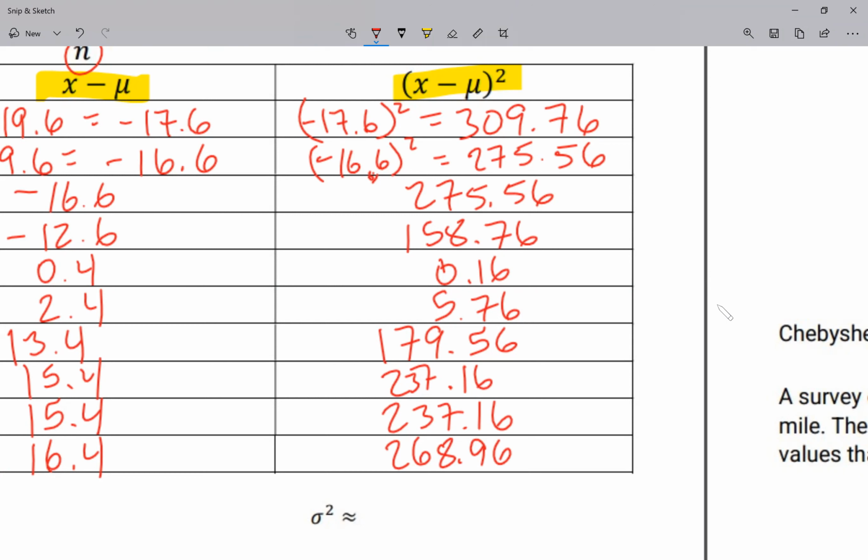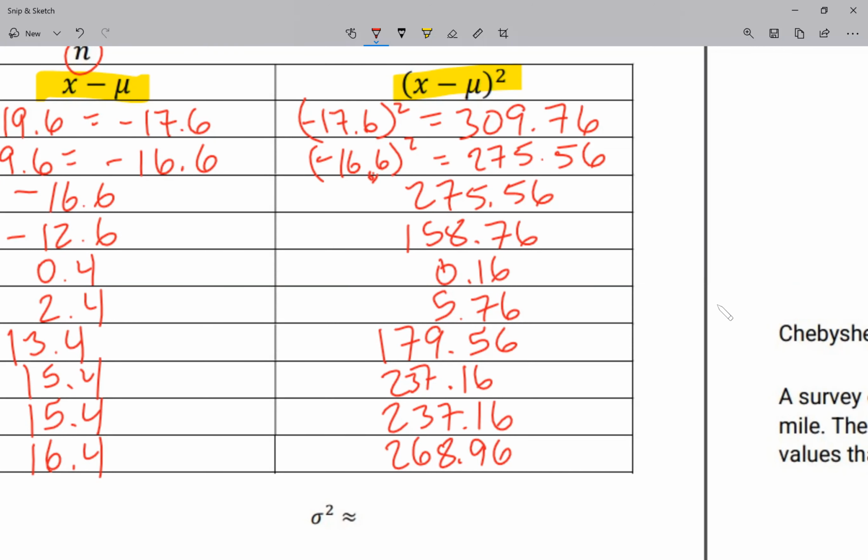Okay, so I'm going to add them all and then divide it by how many I have. Again, I'm using the population mean. I'm not using the sample variance. I'm using the population variance. So I'm dividing by n, how many numbers I have. All right, so I add them all, divided by 10, because there's 10 numbers.